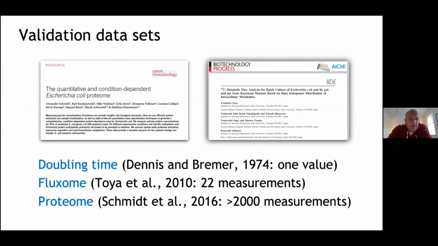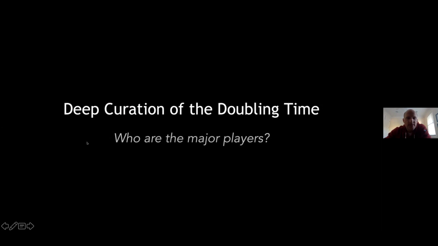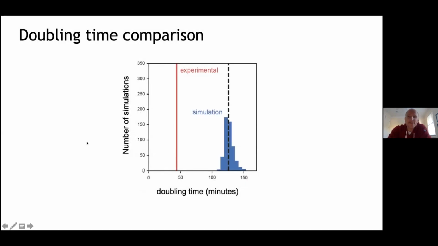One old one from the 70s, where it's simply the doubling times of E. coli and certain other physiological measurements. One is the metabolic fluxes. It's now over a decade old, and one is more recent, which is a proteome, the amount of every protein. So let's look at the doubling time first. I think that it's complicated, but it gets us started, right?